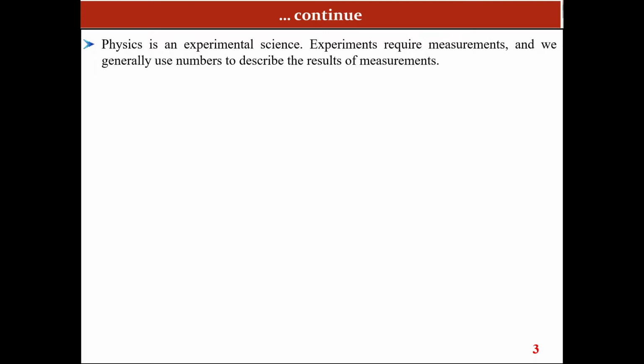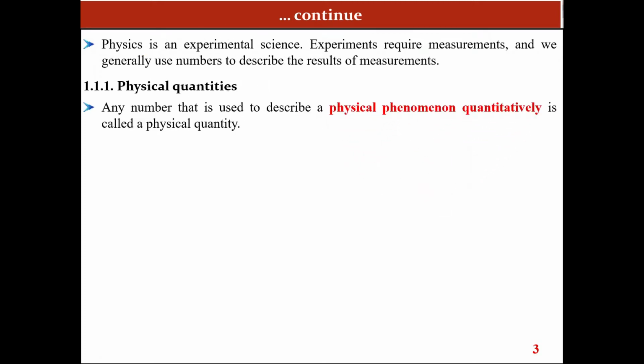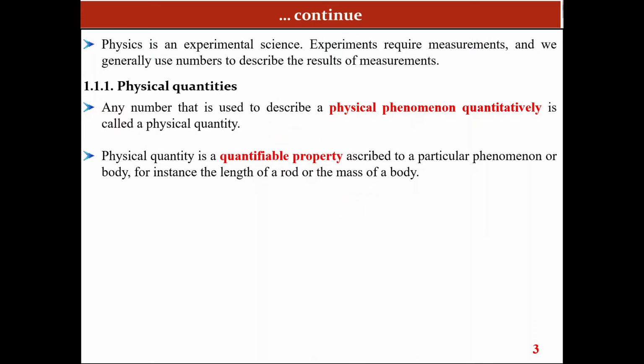It is known that physics is an experimental science. Experiments require measurement, and we generally use numbers to describe the results of measurement. In the first subtitle, we have physical quantities. Any number that is used to describe physical phenomena quantitatively is called a physical quantity. A physical quantity is a quantifiable property ascribed to a particular phenomenon or a body.